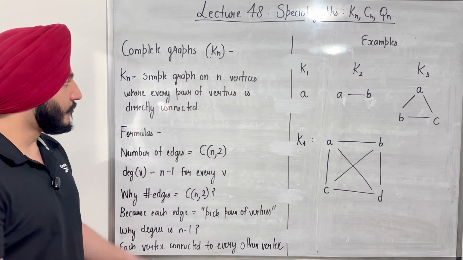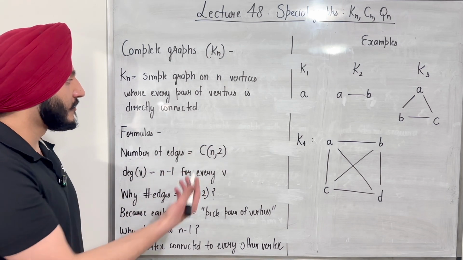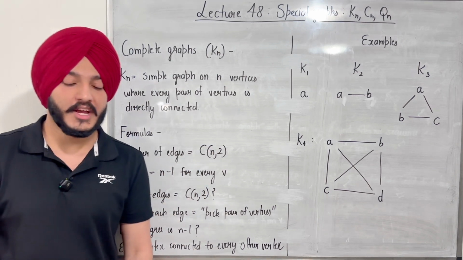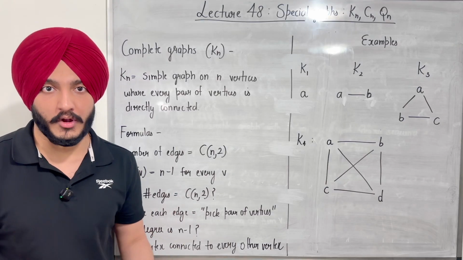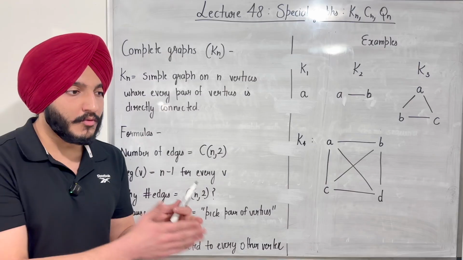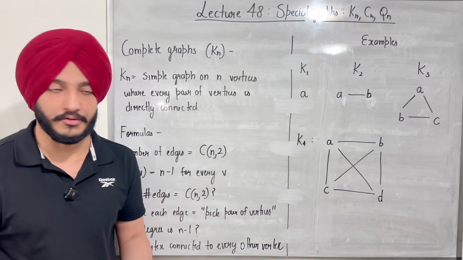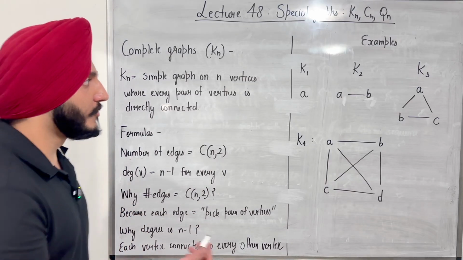Kn is a simple graph of n vertices where each pair of vertices is directly connected. So the idea is very simple. Whatever vertices you have, you just connect them all. It's a simple graph where you just connect all of the vertices together. Let's take a look at a few examples.